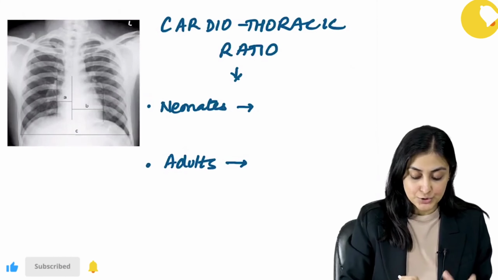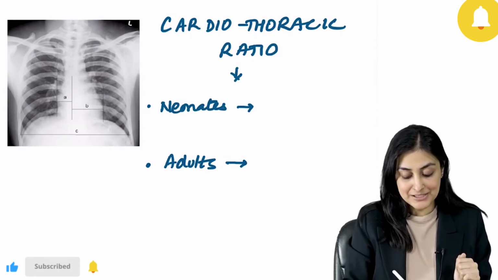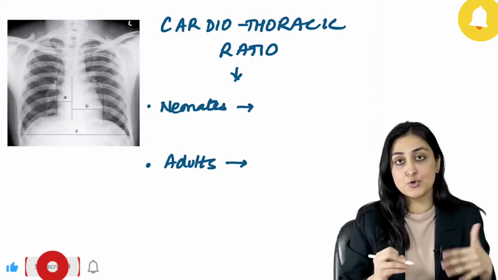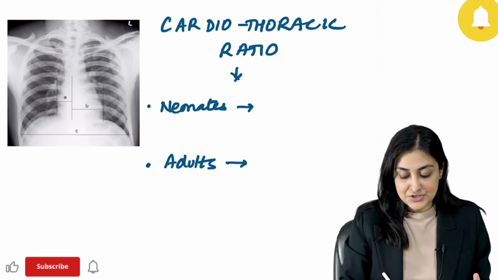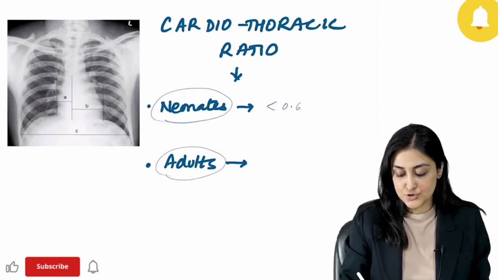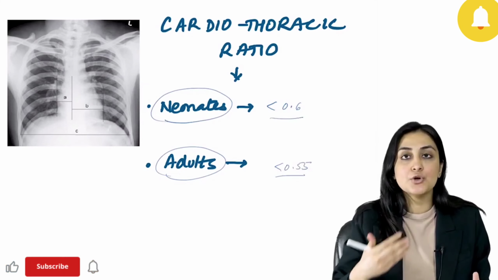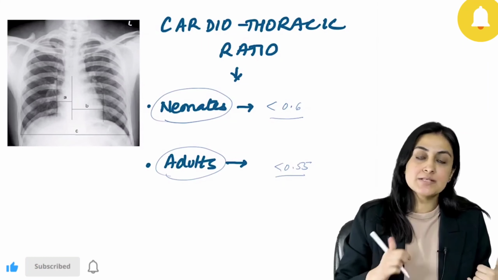Now when we talk about cardiothoracic ratio, remember we measure the maximum diameter of the heart upon the maximum thoracic diameter, and this ratio in neonates should be less than 0.6, while in adults it should be less than 0.55. Any increase from this suggests a cardiomegaly and a further workup is needed.